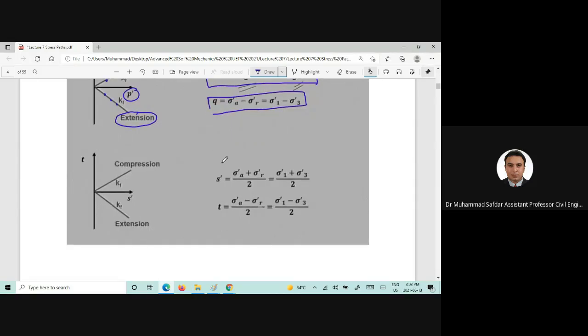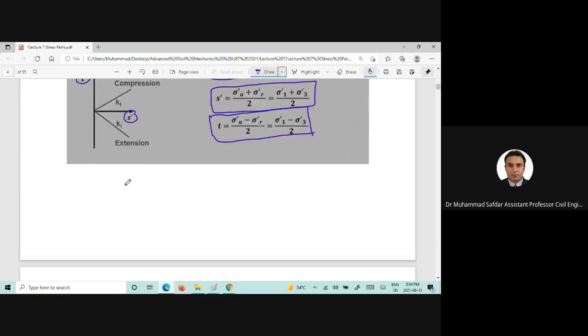Okay, now as I mentioned earlier on, and Fahim mentioned about that as well, this is the MIT criteria. Few people also prefer to write S prime instead of P prime when they are using sigma A prime plus sigma R prime divided by 2, or sigma 1 prime plus sigma 3 prime divided by 2, and T for sigma A prime minus sigma R prime divided by 2. So we can also write in terms of T and S prime just to differentiate between those two definitions.